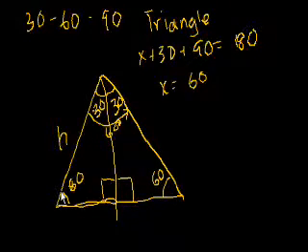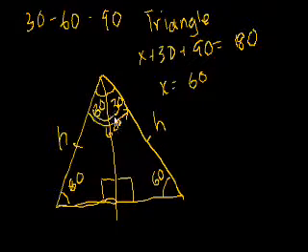from the theorem that we learned when we did 45, 45, 90 triangles that if these two angles are the same, then the sides that they don't share have to be the same as well. So what are the sides they don't share? Well, it's this side and this side. So if this side is h, then this side is h.